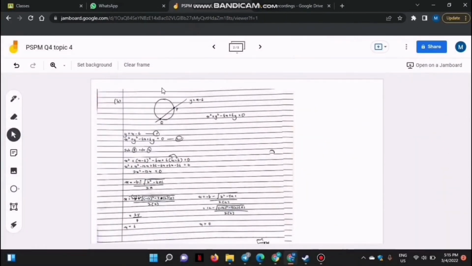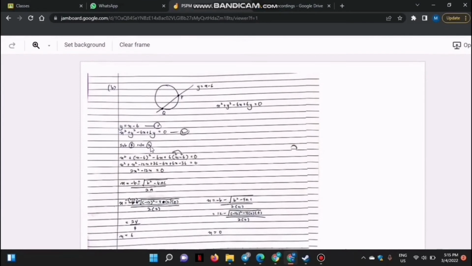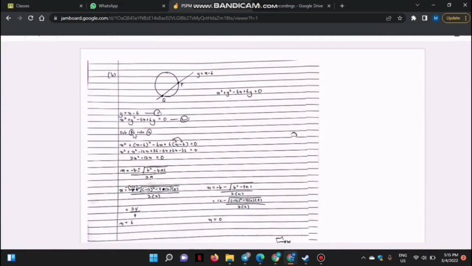Thank you. For question B, just like what we did in question A just now, we first have to sketch a circle. But for this question, we add a line across the circle because the question says the line y equals x minus 6 meets the circle C at the points P and Q. From here, we can label y equals x minus 6 as 1, and the equation from the answer of question A just now as 2. To answer this question, we have to substitute equation 1 into equation 2, that is, substitute y equals x minus 6 into equation 2.